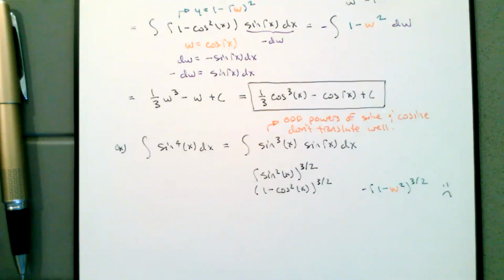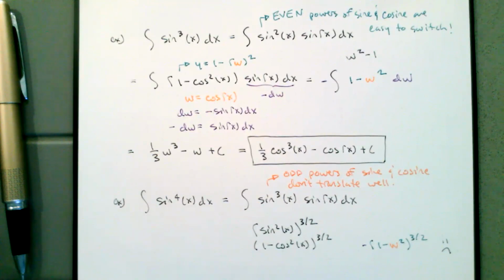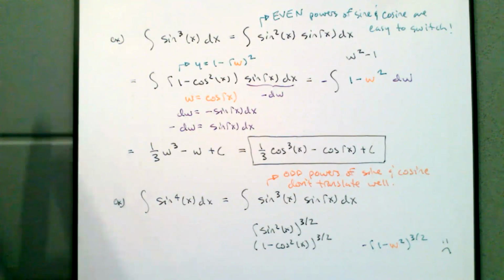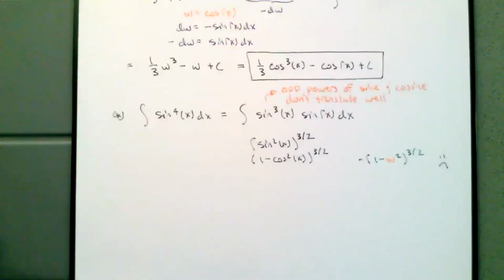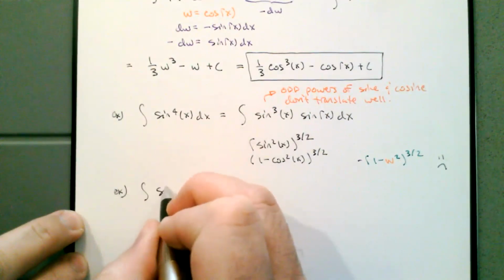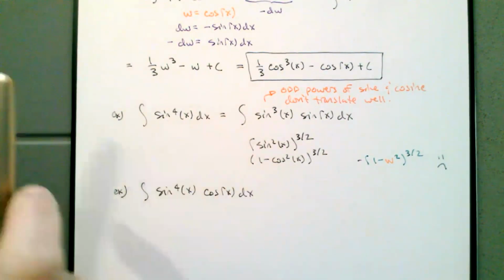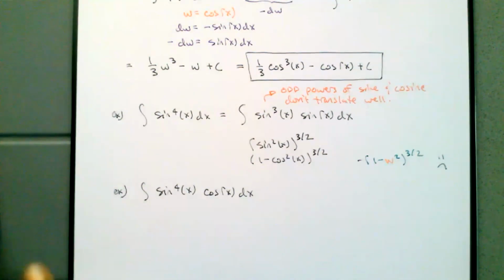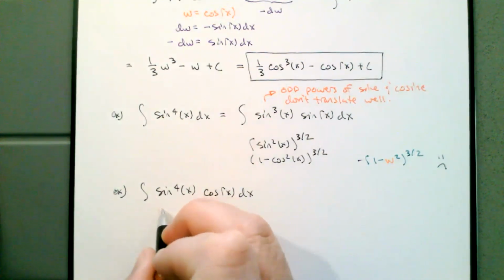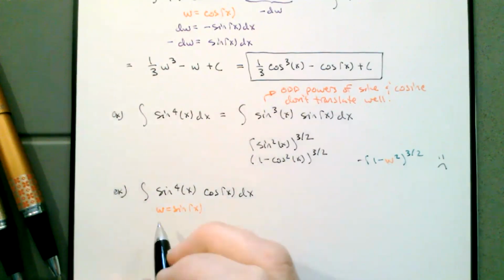Doesn't mean we can't substitute. It just means that this substitution leads to a place that we can't cope with yet. However, if I have this sine to the 4th x, and there was a factor of cosine x involved, now it's just 1 degree higher than my original example. W can be sine x. dw is cosine x dx.